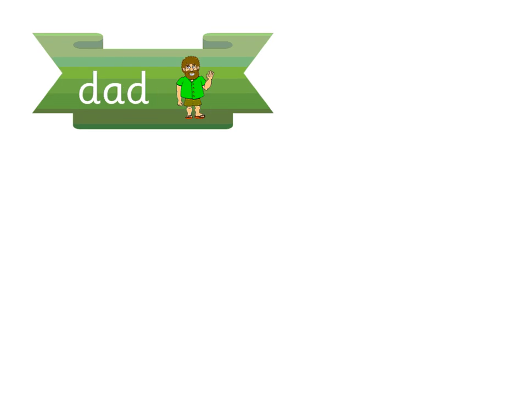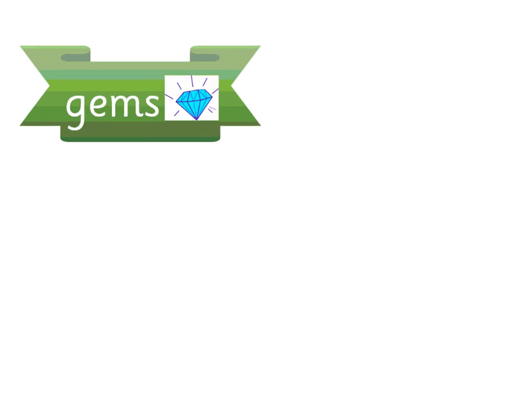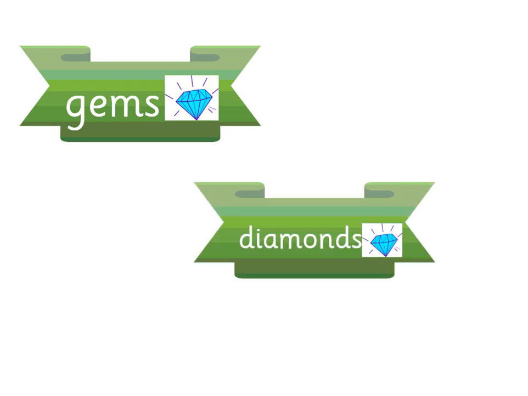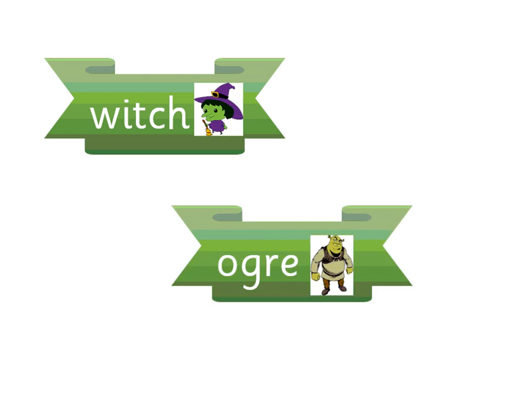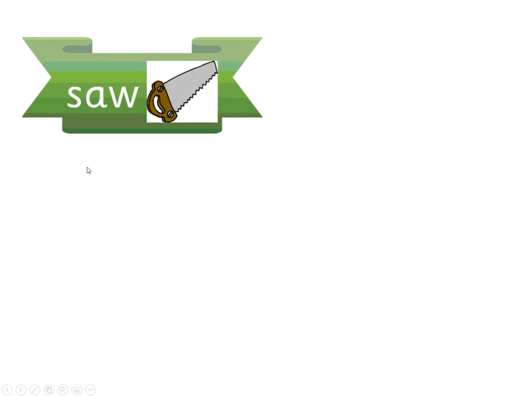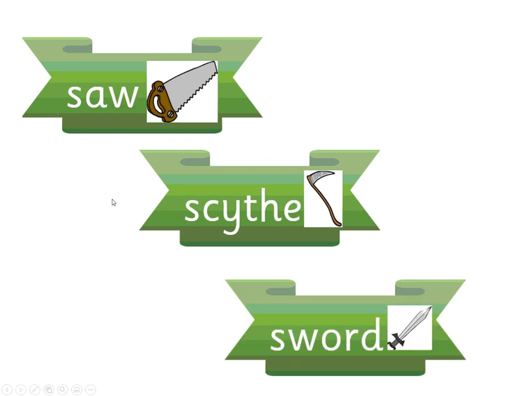I came up with Dad, which was a nice easy switch for Mum, but we could have Granny, could have Nana, you could have had Grandad. It's up to you. I came up with gems, but you could have had diamonds, you could have had rubies, you could have had emeralds, could have had any other type of treasure. And I came up with a witch, but you could have had an ogre, like Shrek there. And lastly, I came up with a saw to cut down the tree, but you could have used a scythe, you could have used a sword. Depends what you grew, because there's nothing to say you have to have grown a tree.